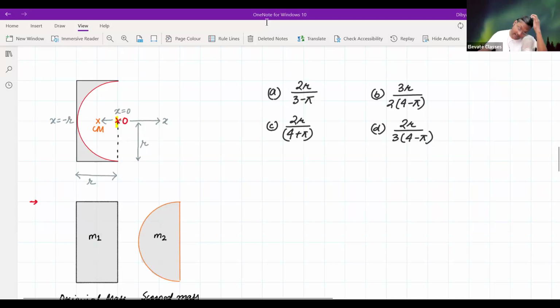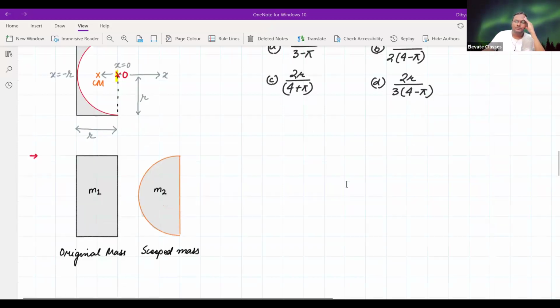If anybody is stuck at any point, you can tell me. Where are you stuck? Where is it that you are stuck? Yes, are you stuck? Huh?